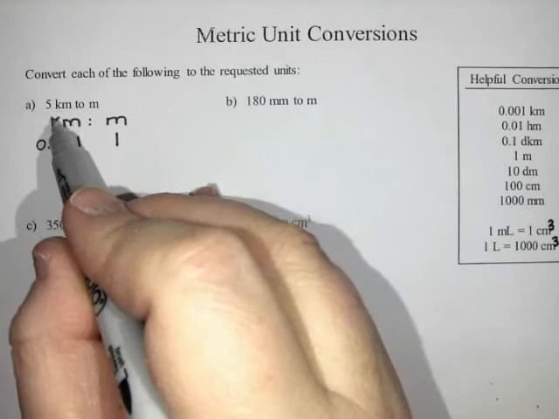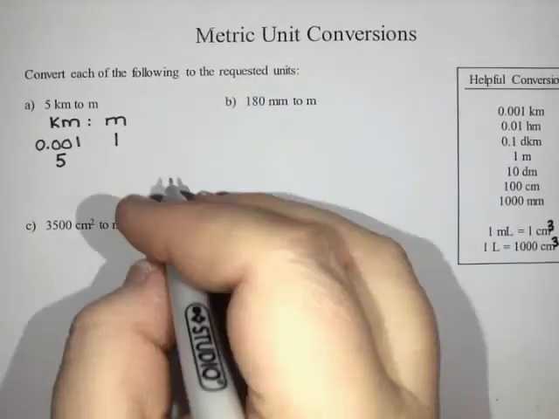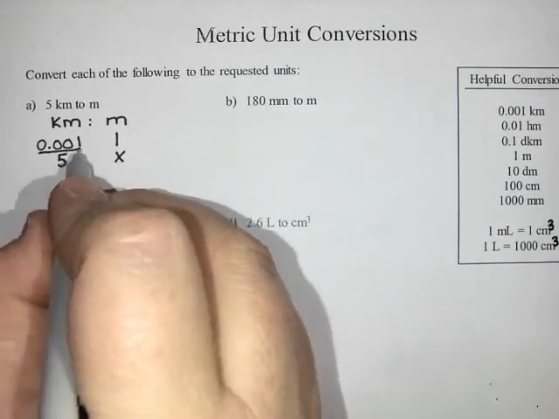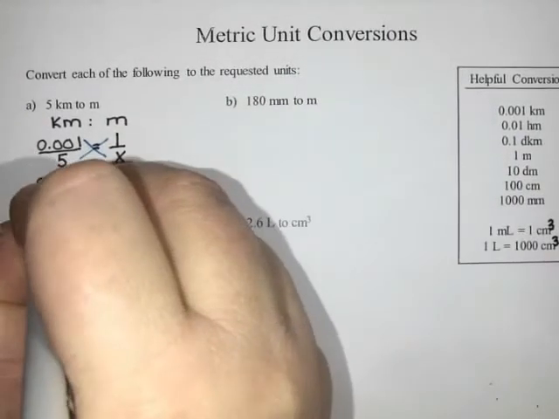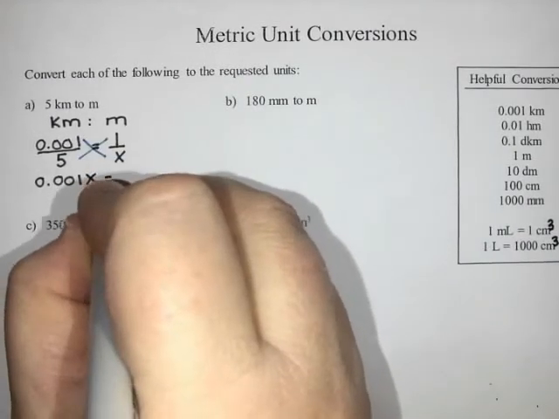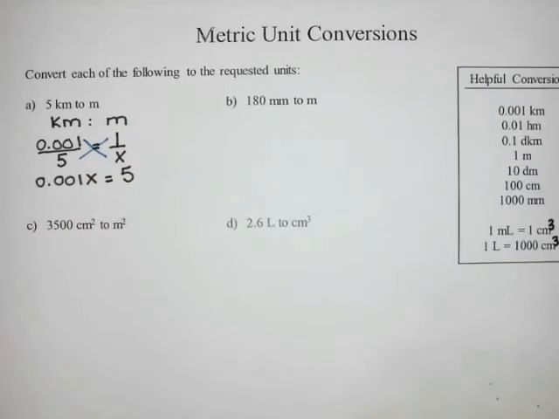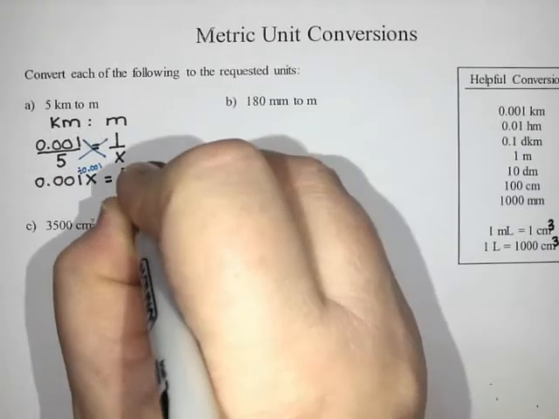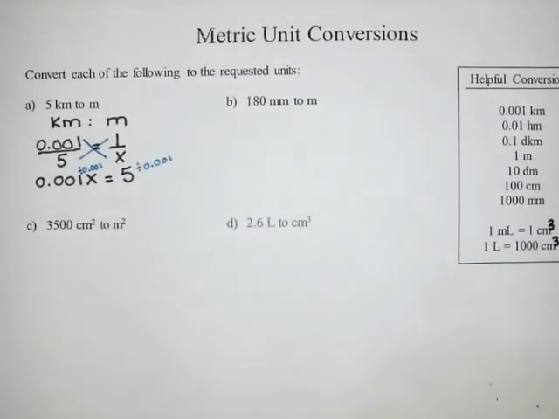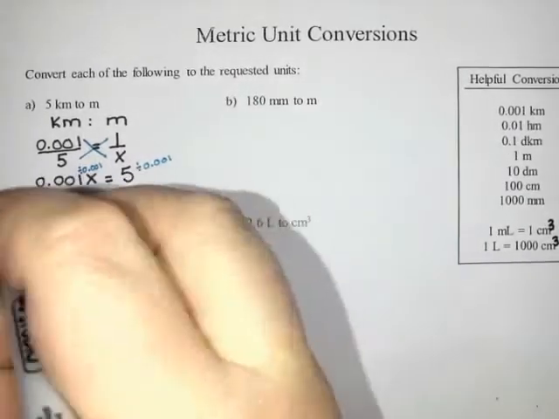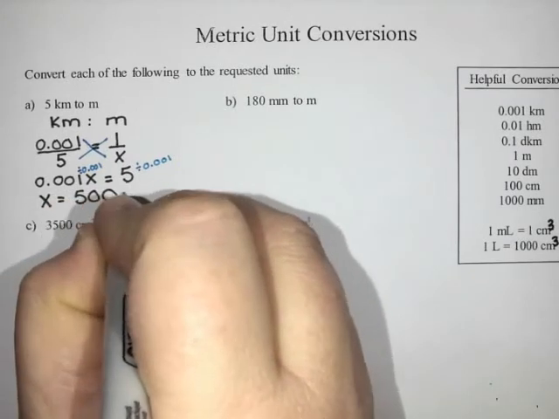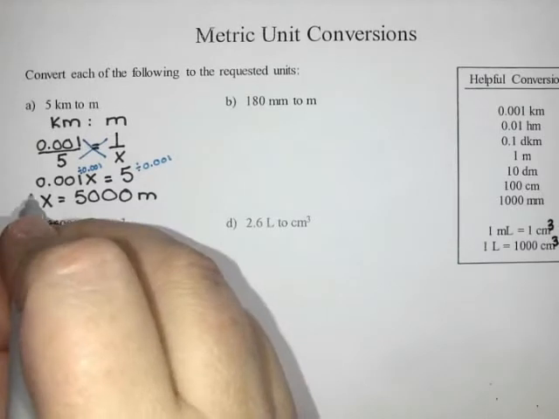And then this question wants me to convert 5 kilometers. So I'm going to put the 5 underneath the kilometers. And I'm going to put X under the meters. And we are going to make ourselves a little proportion that we can solve. So I'm going to cross multiply. 0.001 times X is 0.001X. 5 times 1 is 5. And then I'm going to solve for X by doing the inverse of multiplying by 0.001, which is dividing by 0.001 on both sides. And 5 divided by 0.001 is 5,000. So 5 kilometers is 5,000 meters.